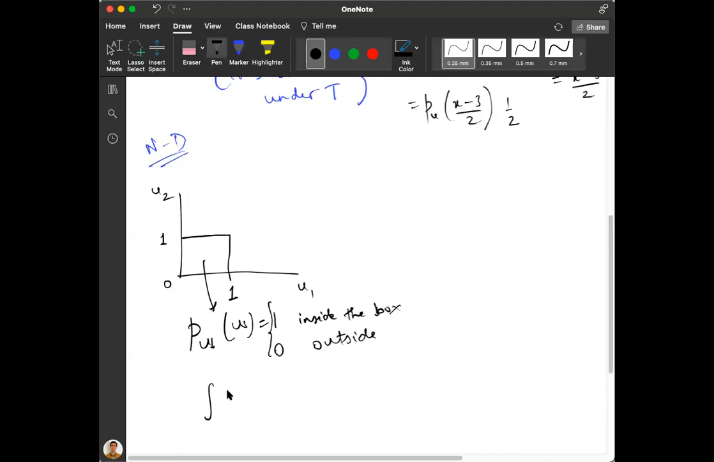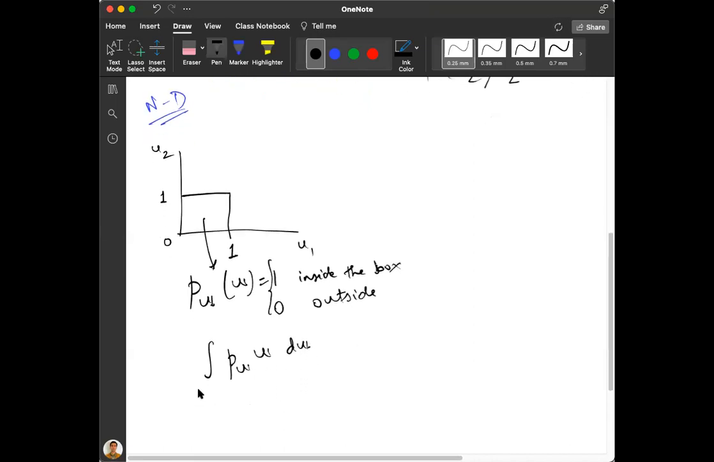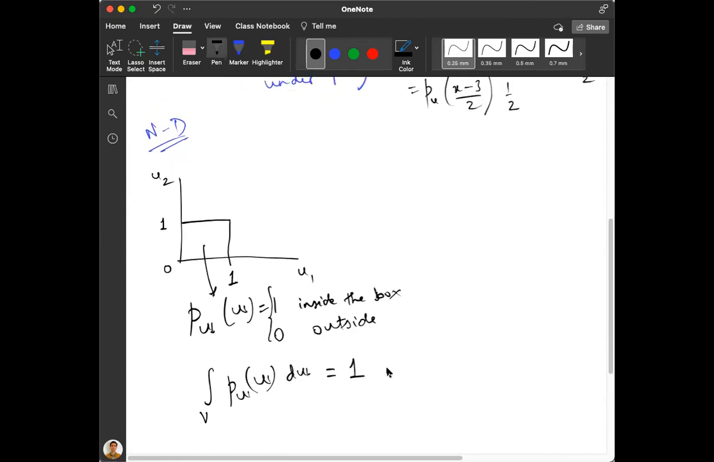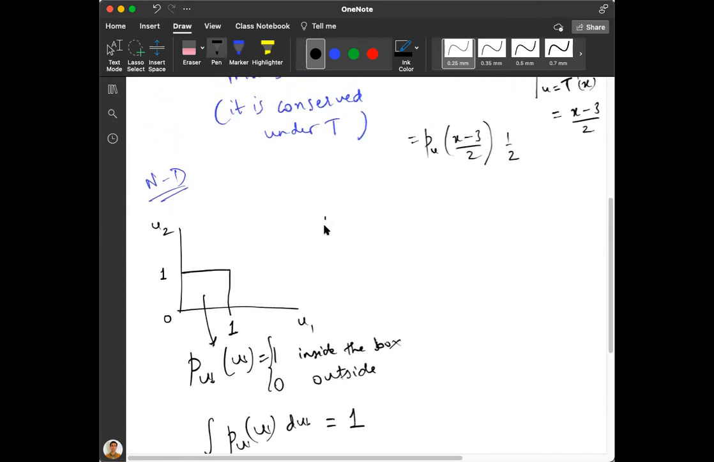And again, the property is that the integral of p(u) du over this entire volume is equal to 1. And this mass is conserved. Again, this probability mass is conserved if you apply some transformation. Let's do that. There is some transformation T which converts u into x.